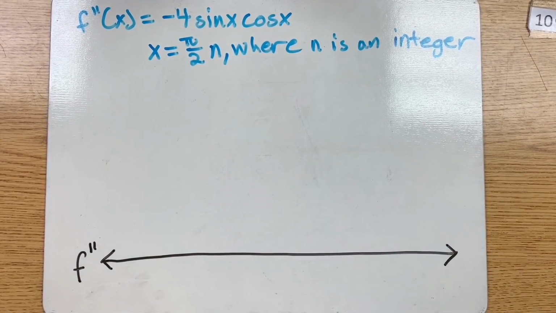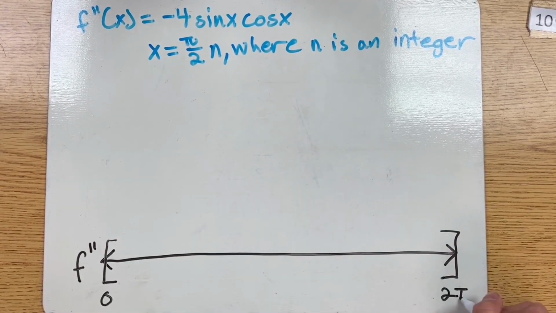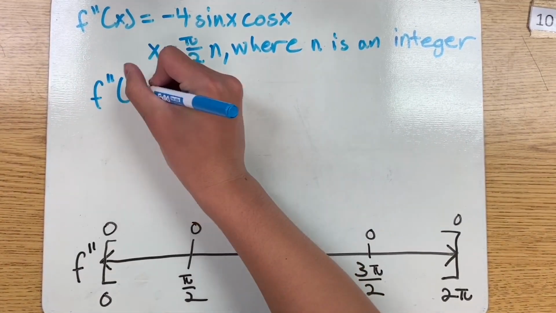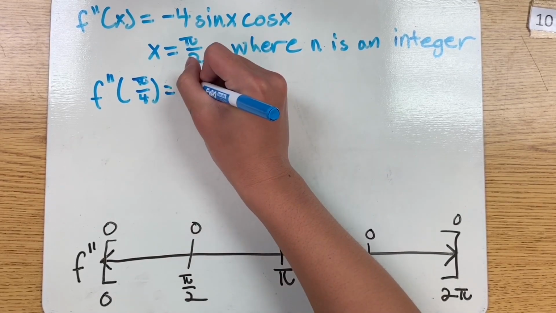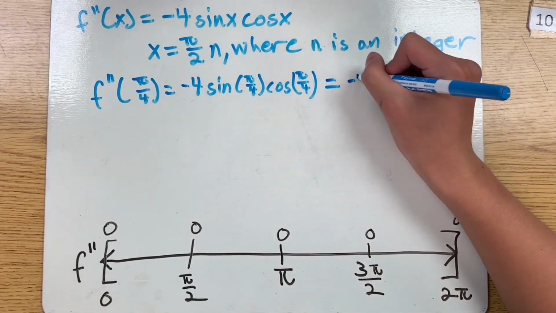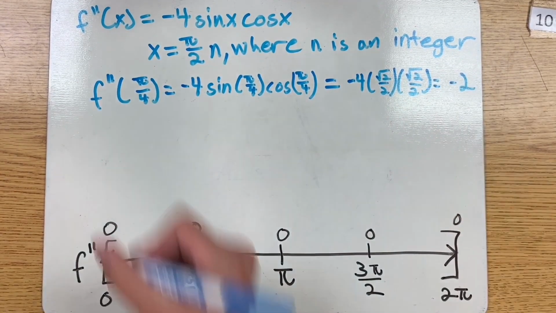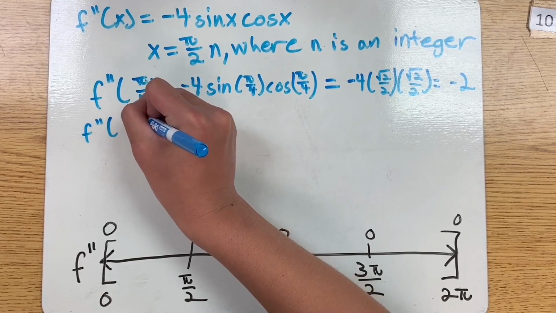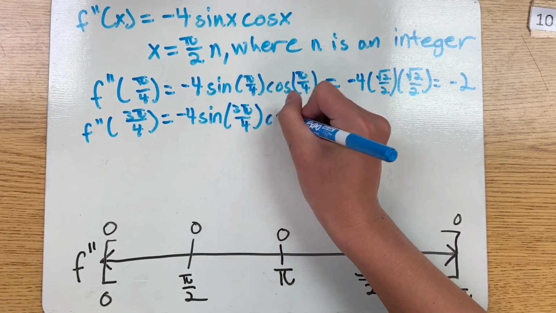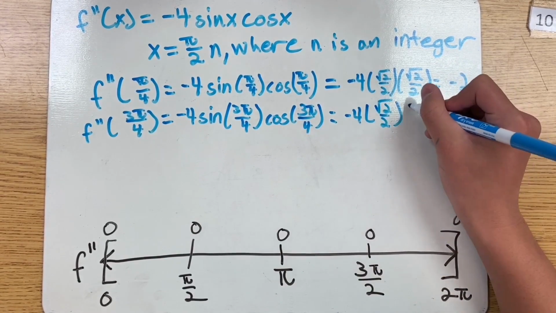Next, we're going to plot these critical numbers on a number line and use test values to find where f double prime is positive or negative. For our first test value, we're going to use pi fourths. Putting this into f double prime gives us -2. That means from 0 to pi halves, f double prime is negative. Next, we're going to use 3 pi fourths as a test point. This gives us +2, which means from pi halves to pi, f double prime is positive.